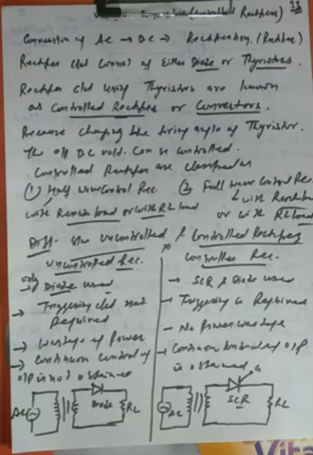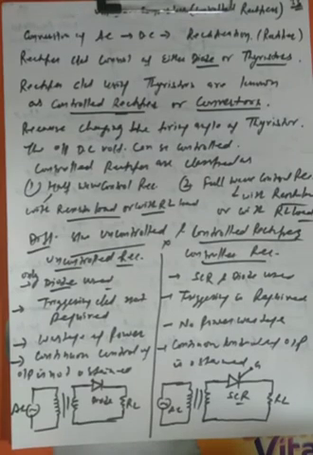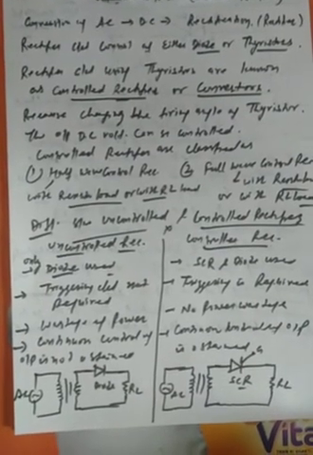There are two types of converters: controlled converters or rectifiers, and uncontrolled rectifiers or converters. In controlled rectifiers, we use thyristors as the switching element, and in uncontrolled rectifiers we use diodes, and there is no triggering in the case of uncontrolled rectifiers. So the first topic is the difference between the uncontrolled and the controlled rectifier.